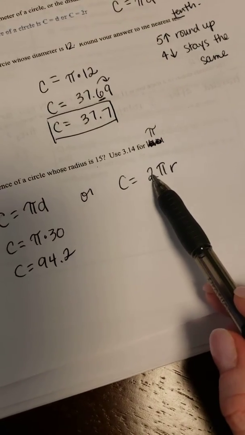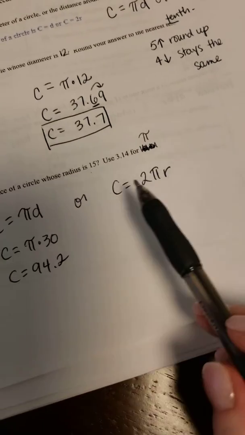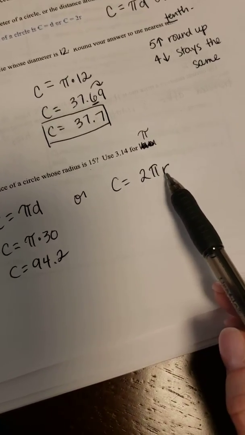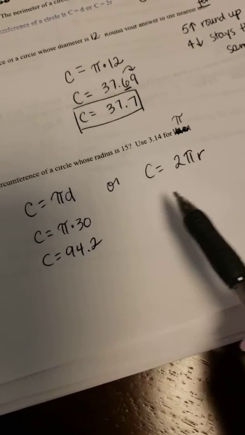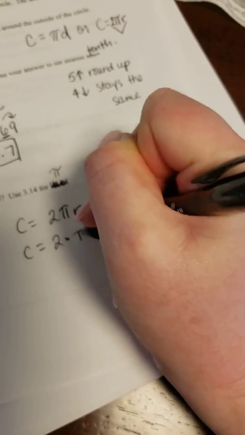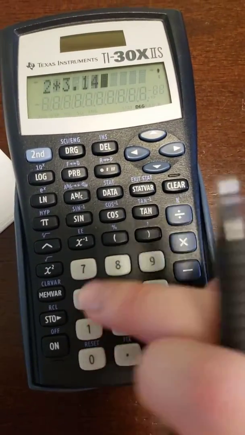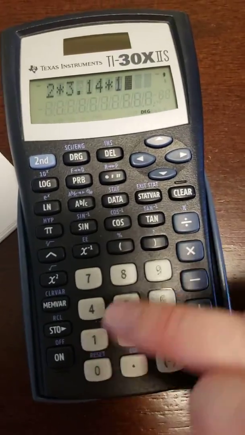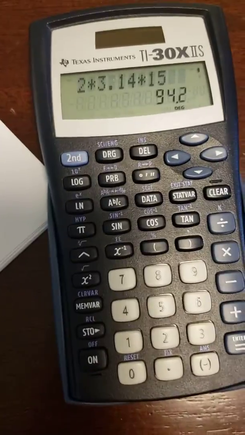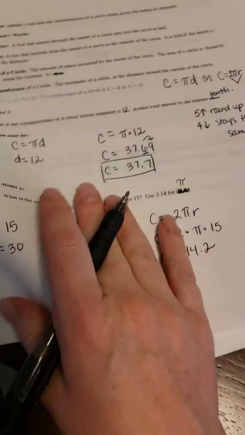I'm going to repeat it again, because if the radius is half of the diameter, the diameter would be twice the radius. So 2 times r is basically d. If we follow this way, 2 times pi times 15, 2 times 3.14, because that's what they told us to use for pi, times 15 should give us 94.2. Boom. Circumference is equal to 94.2. These are both the same formula.